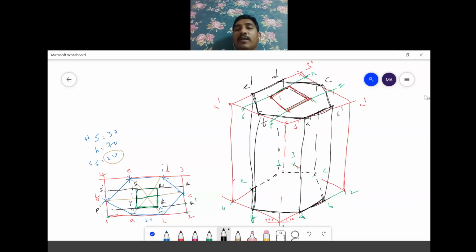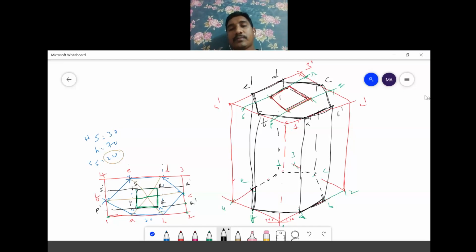Is it clear? In this way you have to draw a hollow hexagonal prism with a square hole in it. In this way you have to draw the hexagonal prism with a square hole in it. Is it clear? Anybody has any doubts?